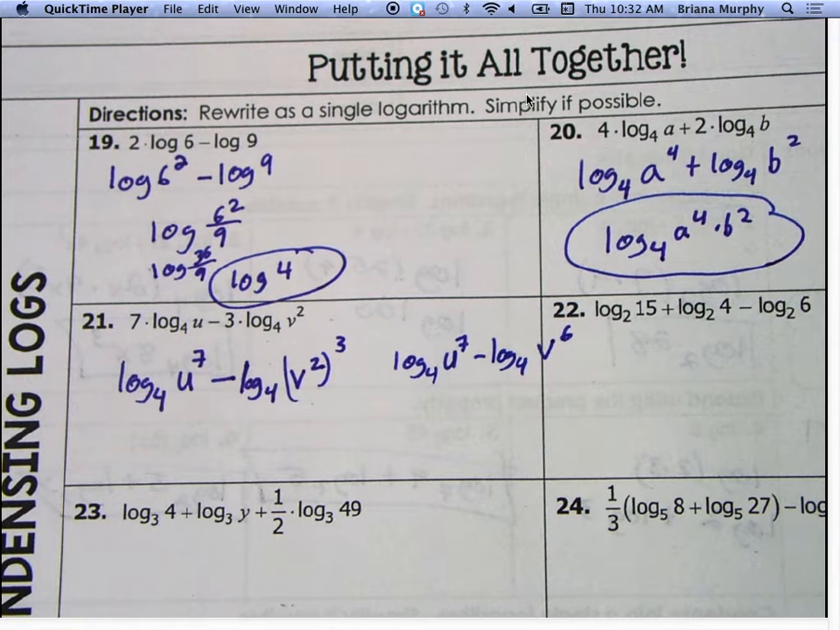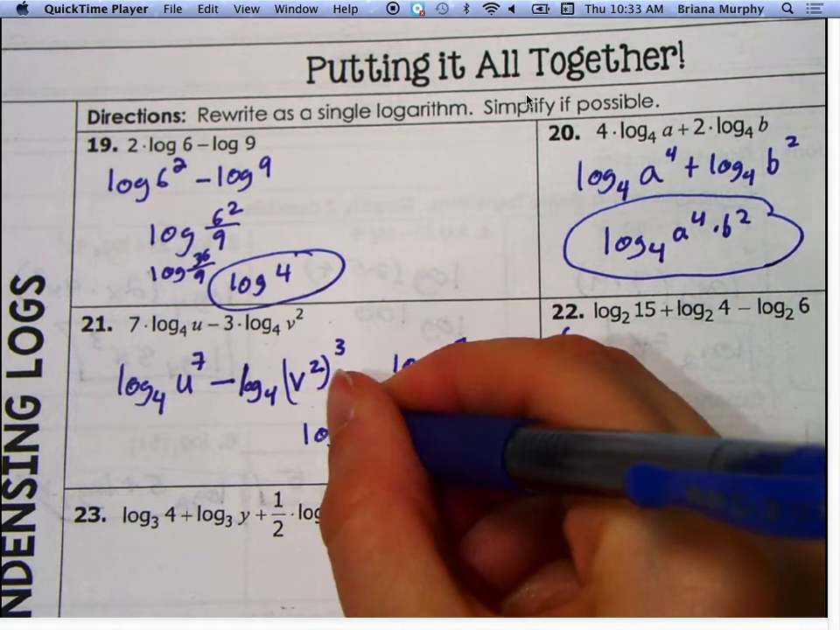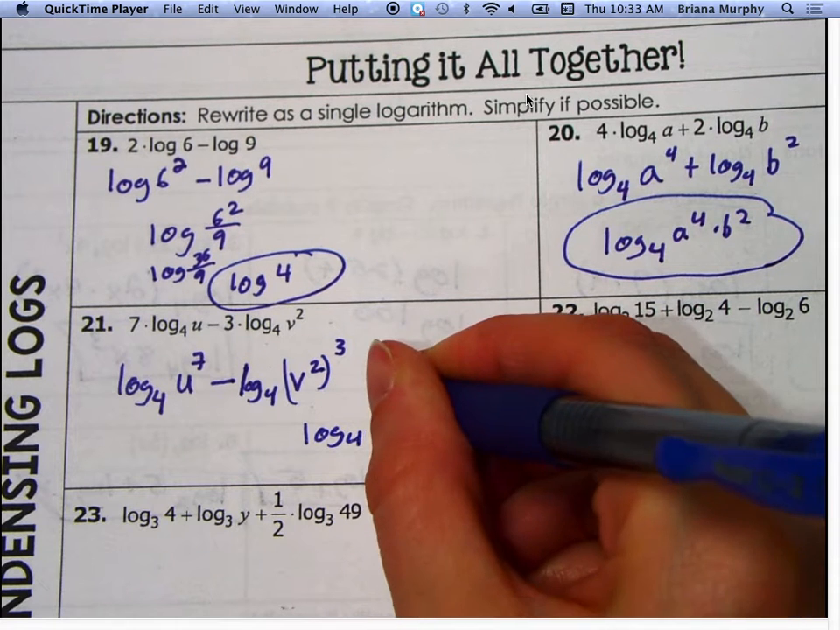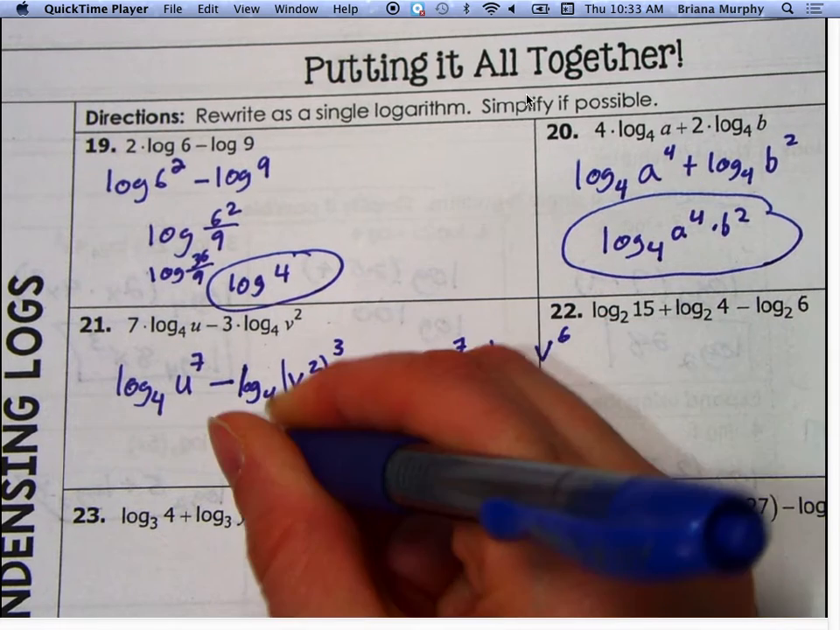What is that rule called? Quotient rule. Good. So I'm going to go log base 4 u to the 7th over v to the 6th. And then I'm done.